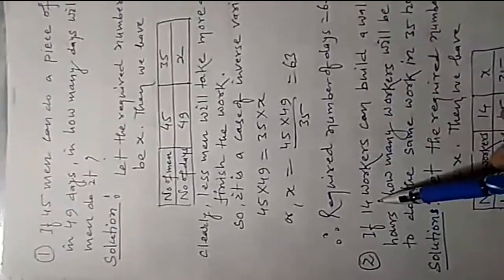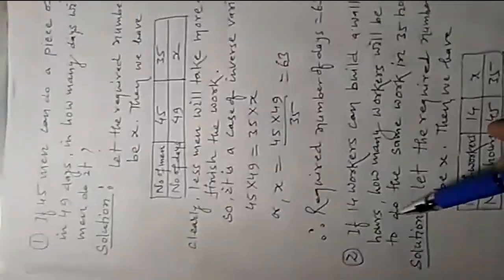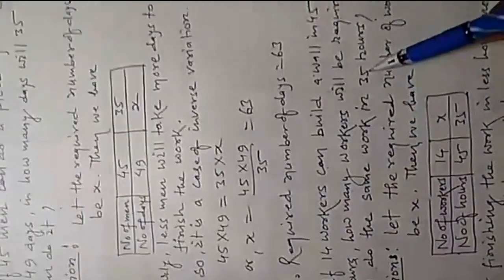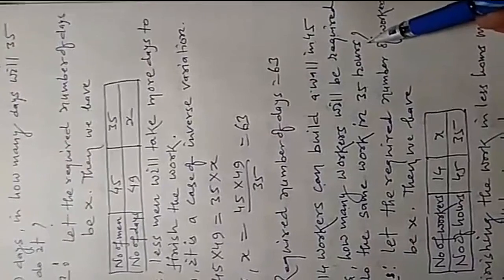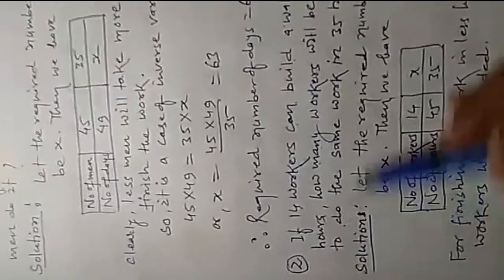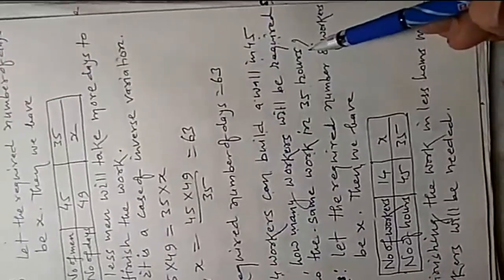If 14 workers can build a wall in 45 hours, how many workers will be required to do the same work in 35 hours?